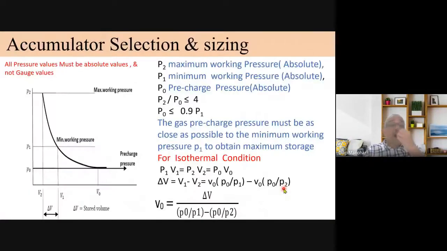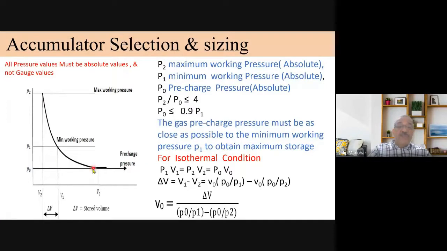So here, how to do some rough selection. For the sake of simplicity, I've shown here how to select the correct accumulator. So these are the pressures for the gas. The pressure internally and the pressure of the fluid will be the same because the fluid and gas are in contact. So pressure P1 is the minimum working pressure in the circuit. P2 is the maximum working pressure in the circuit. Same as the working pressure of the nitrogen, P1 and P2, minimum and maximum.